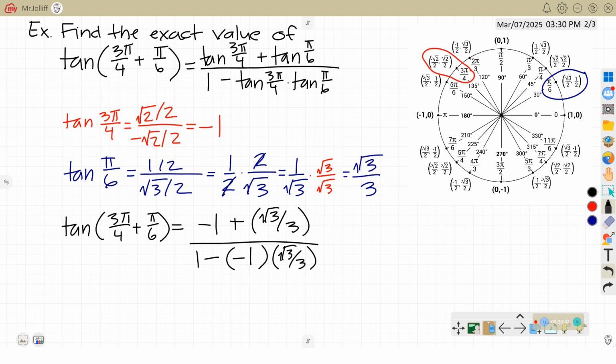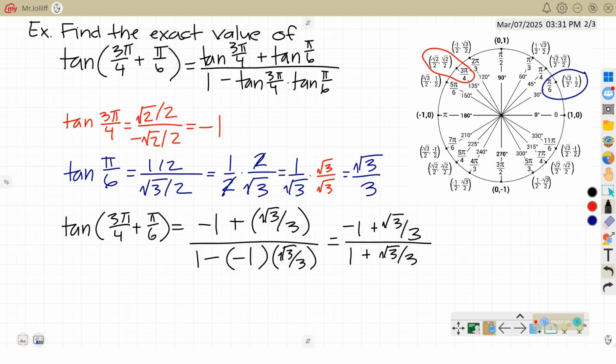So let's simplify really quick. -1 plus √3/3. In the bottom, I have 1, and then I have minus, which becomes plus, and 1 times √3/3 is just √3/3. This fraction has two separate problems that make me very unhappy as a math nerd. There are fractions inside of fractions that make me sad. There is a radical in the denominator of a fraction. That makes me sad. I gotta fix both.